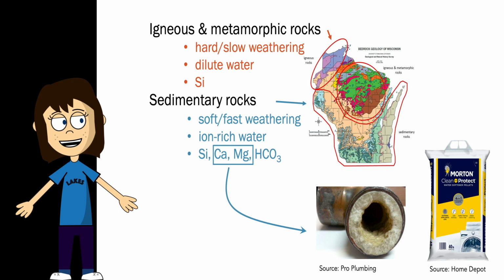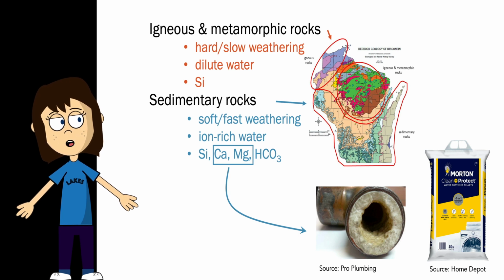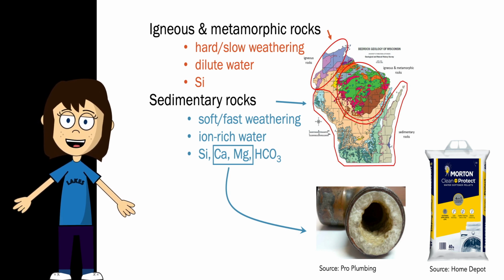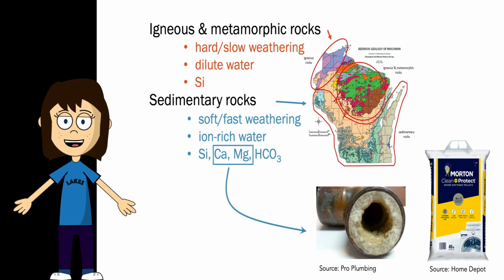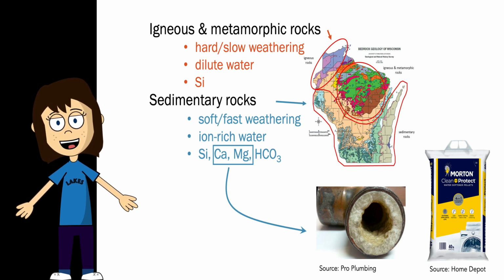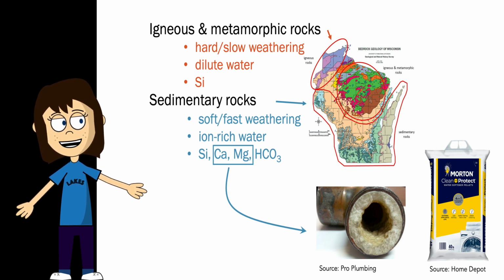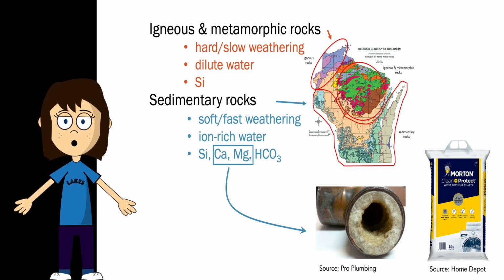And so generally, igneous and metamorphic rocks are very hard and very slow at weathering, and so they result in very dilute water. Whereas sedimentary rocks are softer and have faster weathering rates, and they produce ion-rich water, including silica, calcium, magnesium, and carbonate. And if you live in Madison, you might be familiar with these ions, because our drinking water is very rich in calcium, and so many homes have water softeners installed to remove the calcium from the drinking water so it doesn't scale up in pipes.